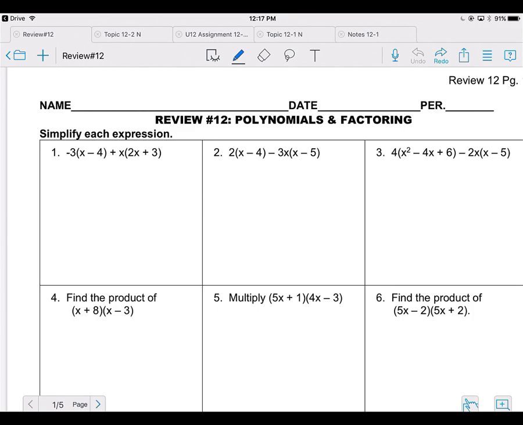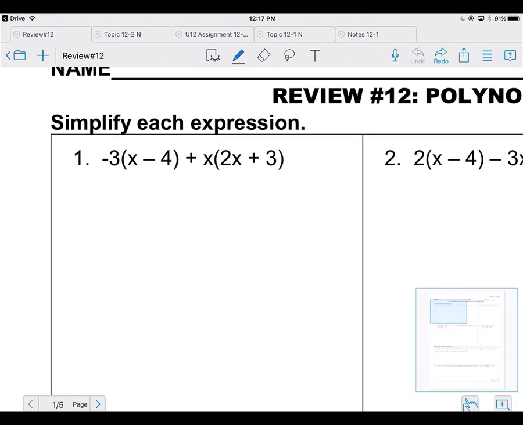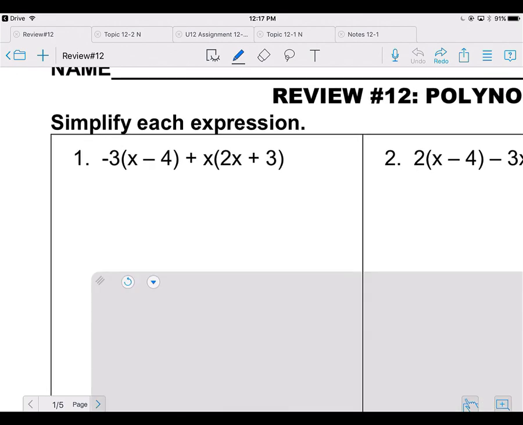So problem 1, we start by being asked to simplify each expression. When they ask us to simplify, they are asking us to get rid of parentheses and to put things in the smallest terms. So first, to get rid of the parentheses, I distribute -3 times x and -3 times -4, which ends up being a positive 12.